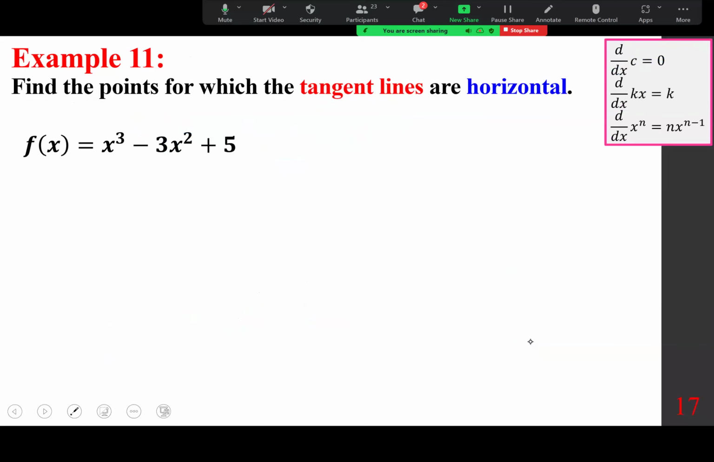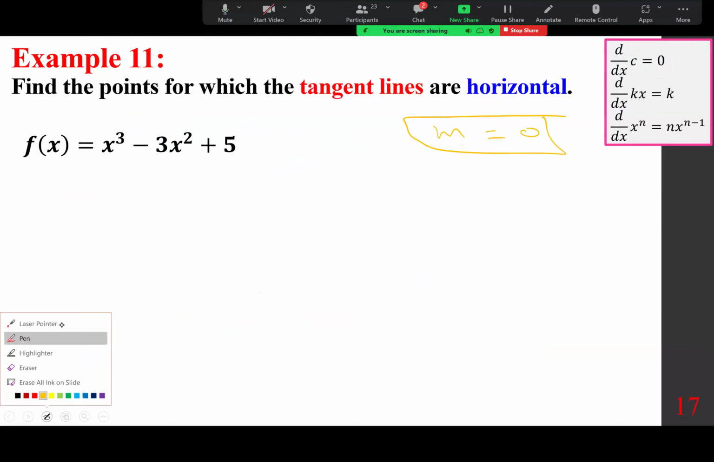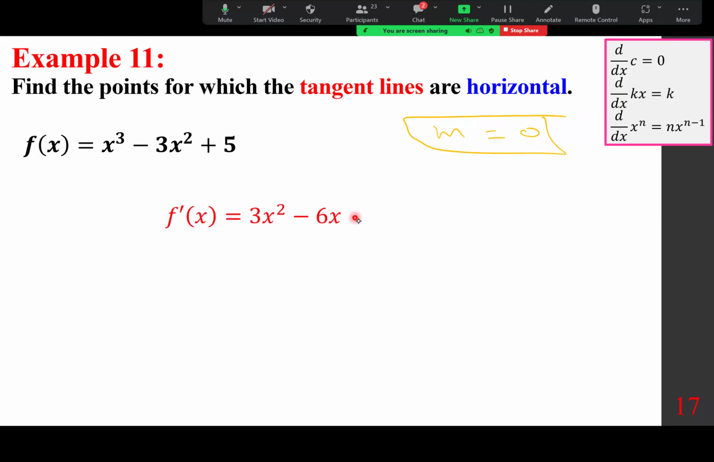Find the points for which the tangent lines are horizontal. As you know, horizontal lines have a slope that is 0. So all you have to do is find f prime of x, which is 3x squared minus 6x, and set it equal to 0. Why 0? Because we are saying it's horizontal. When we say horizontal, we are giving the slope.